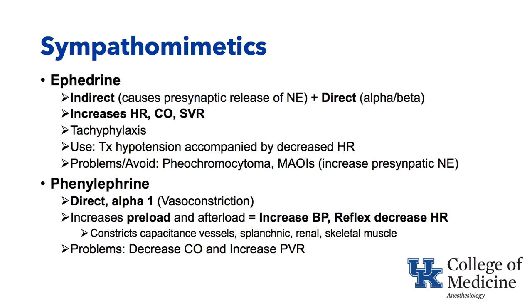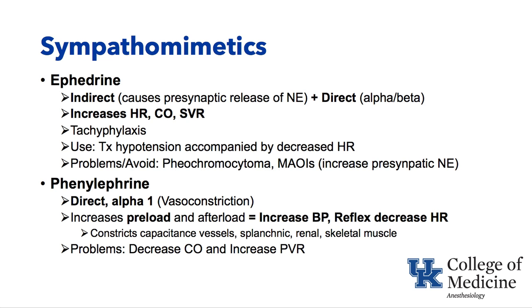We use ephedrine often along with phenylephrine as the two most common drugs in the operating room to treat hypotension. But if you have a low blood pressure and a low heart rate, ephedrine is especially beneficial. Some problems with ephedrine is that in patients, for example, who are taking MAOIs, which increase presynaptic norepinephrine, remember ephedrine has an indirect effect, and you've got all this norepinephrine sitting presynaptically, and you can have a very unpredictable or massive effect from ephedrine than usual.